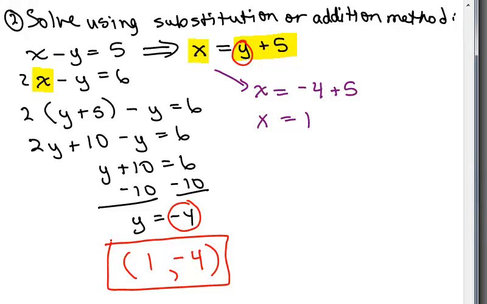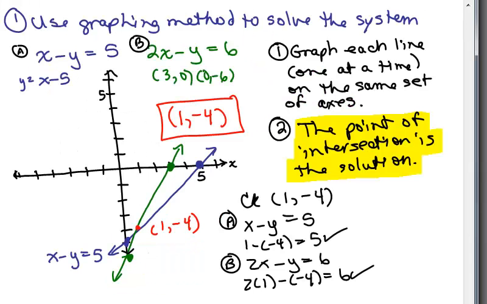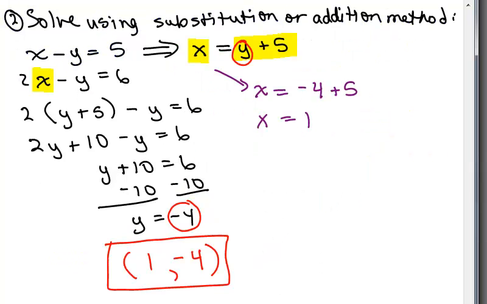That's the same solution we got graphically, right? Let's look back. Yep, 1, negative 4. It was the same two equations, but I did it graphically and got a solution of 1, negative 4. And I've already checked it, so I'm not going to check it again. So 1, negative 4 is the solution.